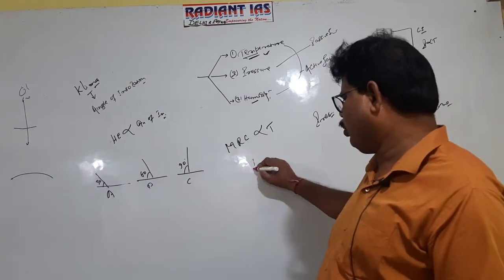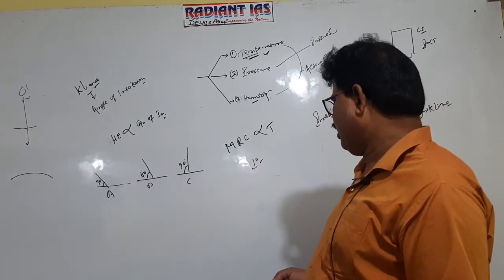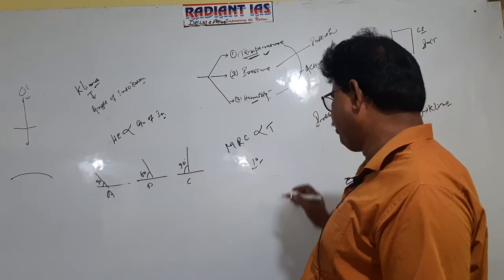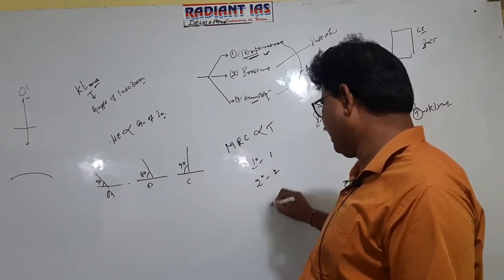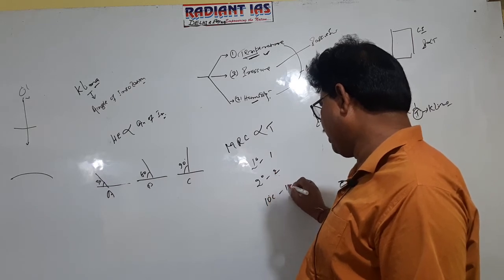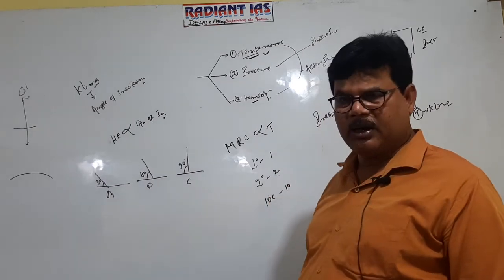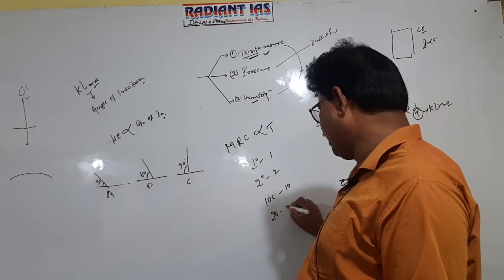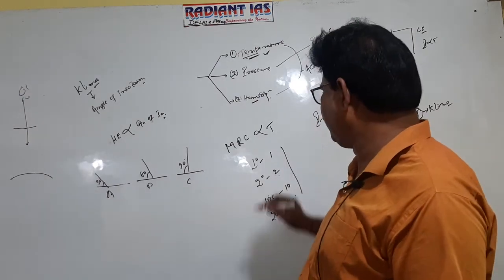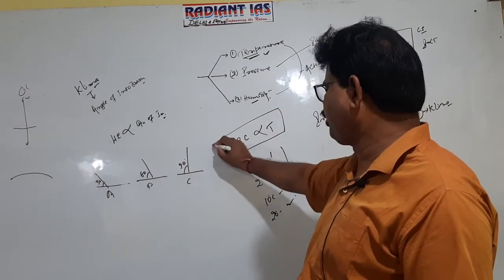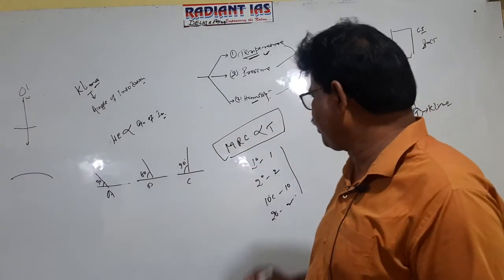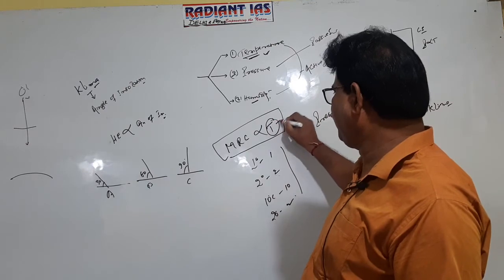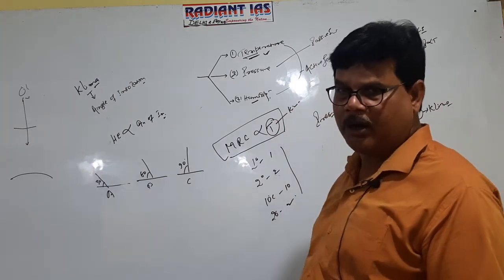Suppose at 1 degree Celsius, air is capable of holding 1 liter of water. At 2 degrees Celsius, 2 liters of water. At 10 degrees Celsius, 10 liters of water. At 20 degrees Celsius, 20 liters of water. It is obvious that moisture retaining capacity is proportional to temperature. It is clear, na? And this temperature depends on climate, that is, the angle of insolation.